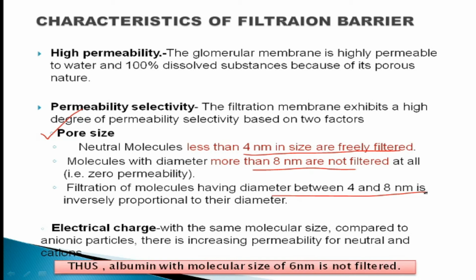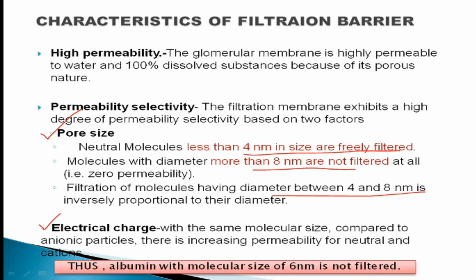electric charge. So electric charge is the other selectivity point, which says that all those substances which are negatively charged will not be filtered, because the endothelium is lined by a negative glycoprotein layer. The basement membrane is also negatively charged, so that means negative charges will not be filtered. Molecules with a diameter more than 8 nanometer will not be filtered, and therefore we can say that albumin with a molecular size of 6 nanometer is not filtered because it is negatively charged and it is repelled by the negative charge of the basement membrane.